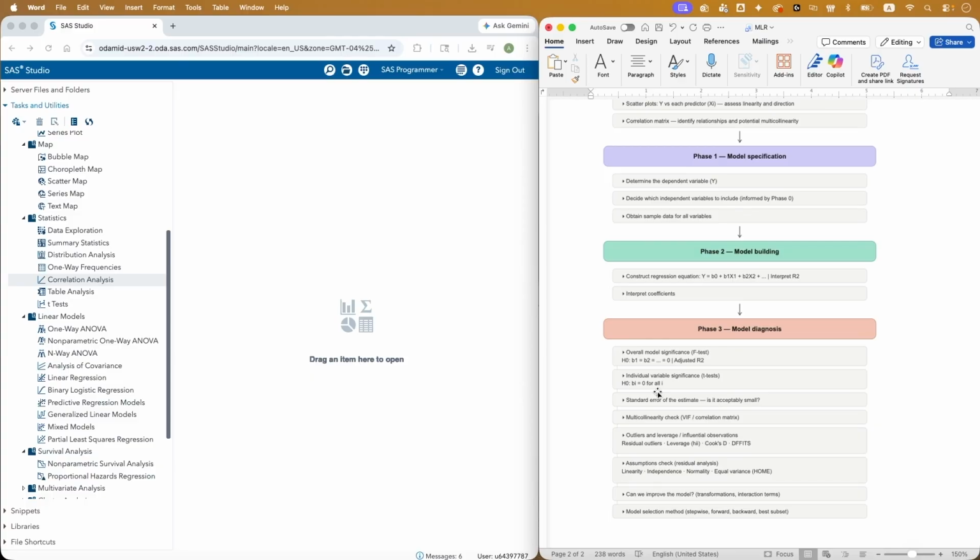The first question that we would like to answer is overall model significance or no? Can we rely on that model? Can we use it? To do that, we are going to look at the F test, the F value. We are going to have the null hypothesis: the betas are all 0. Beta 1 equals beta 2 equals.